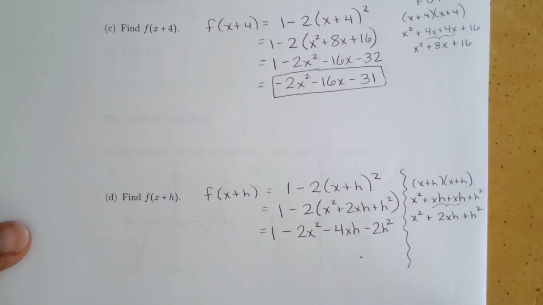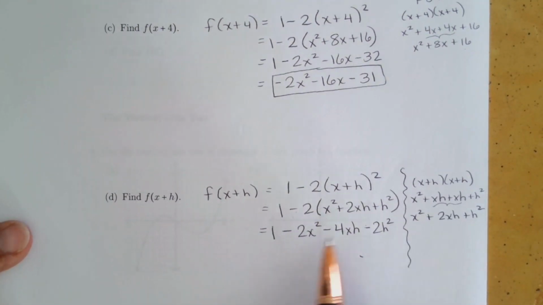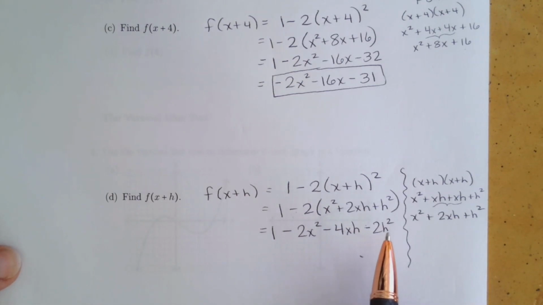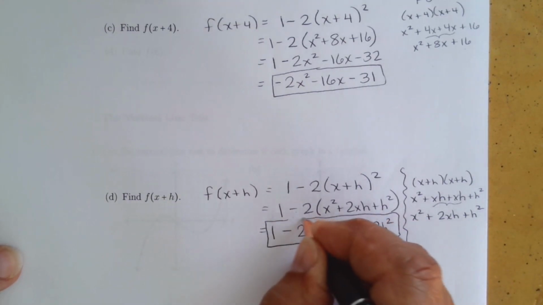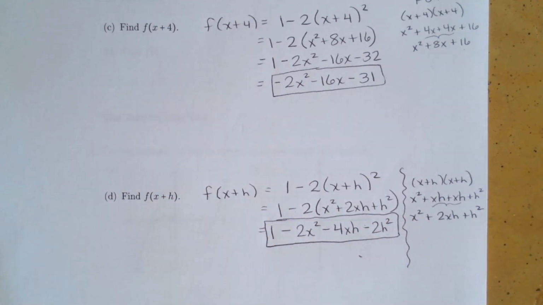All right. Now, on this one, I have absolutely nothing to add together. I don't have any other x squares to add to this one. I don't have another xh term. I don't have another h squared term, and that's just the 1. So I don't have anything else to do but to put a box around it because that is the answer.